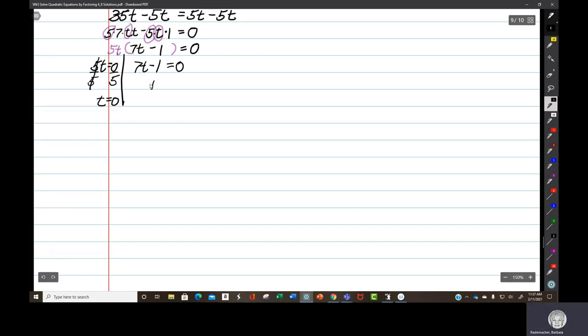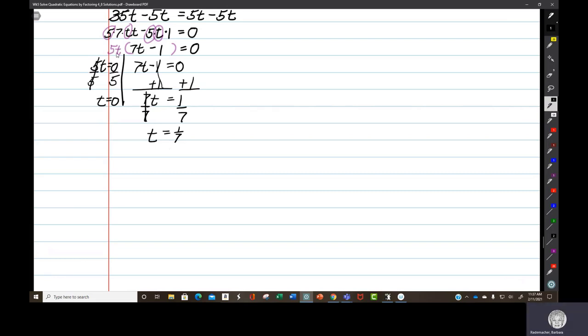And over here, I'll add 1. So I'll have 7t equals 1. When I've got something like this, I don't skip steps. Divide by 7, divide by 7. I'll have t equals 1/7.